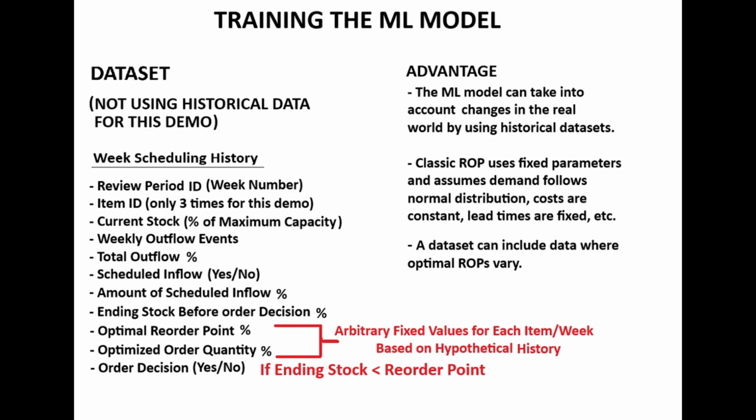So the model is learning that the order decision will be based on the optimal reordering point and the ending stock before the ordering decision. That's because we follow the rule that we have to order more inventory if our ending stock falls below the optimal reorder point.